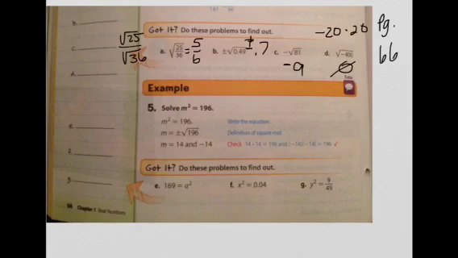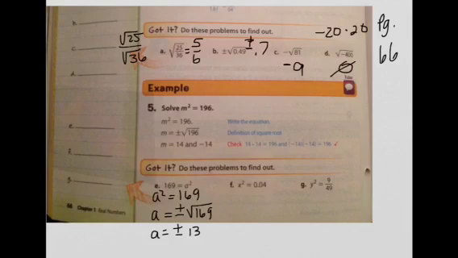Number 5 says we need to solve for m, and m squared is equal to 196. So what we're going to do is solve for m. M is going to equal both the positive and the negative square root of 196. So m equals 14 and negative 14. So now we're going to do e. First of all, we have to get the variable on the left. So we're going to have a squared is equal to 169. Now we know that a is going to equal the positive and the negative square root of 169. So a is going to equal positive and negative 13.